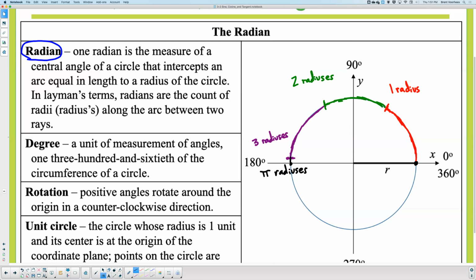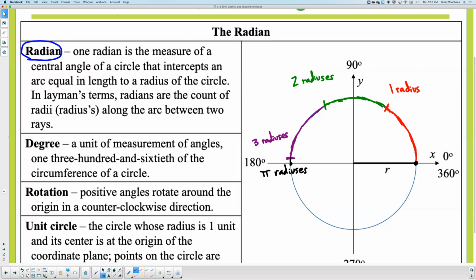The way pi works, what pi really is, if you want to know what is pi, someone might say, well, it's 3.14. Okay, that's its number. But what is pi? What is it? It's a measure of radiuses around a circle. Pi is the number of radiuses it takes to get halfway around the circle.